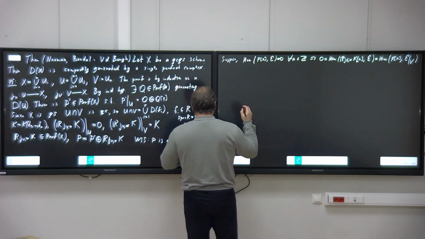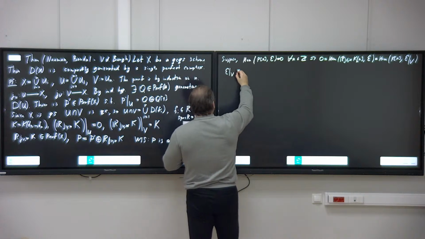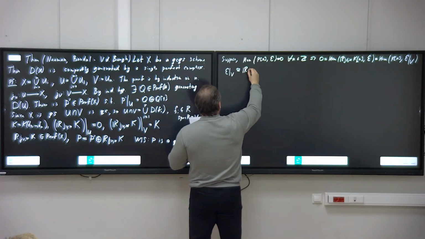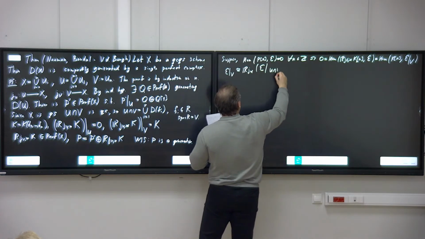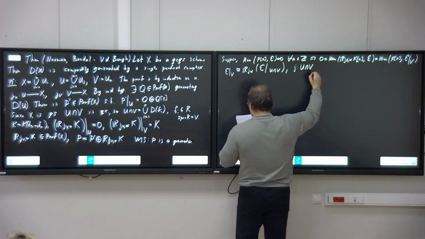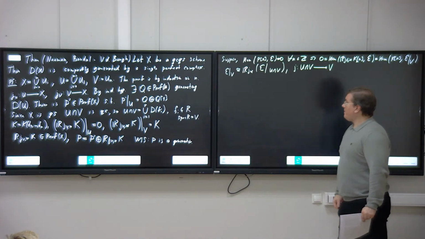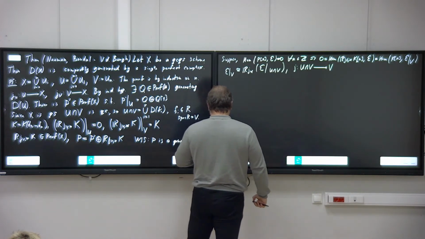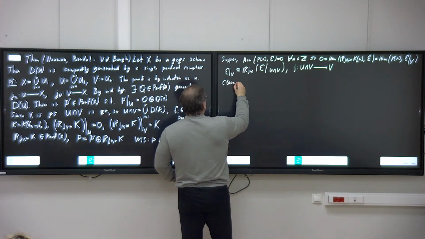No, by the lemma, we can only conclude that E restricted to V is quasi-isomorphic to Rj lower star of E restricted to the intersection U and V. So here j is the inclusion of the intersection into V. So this is what we get from the lemma. Then I want to show the following claim from which everything follows.